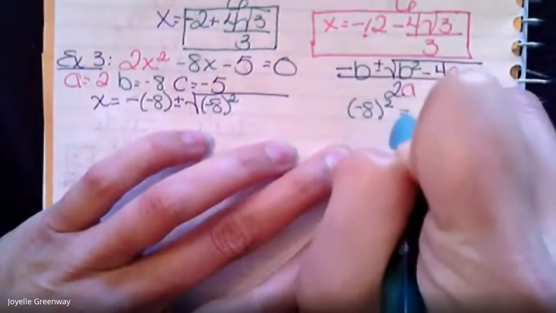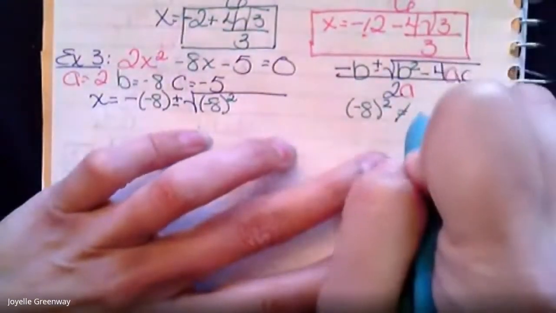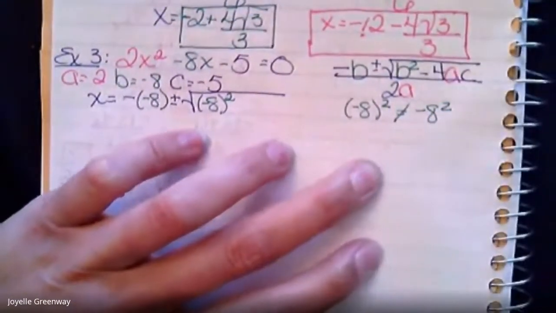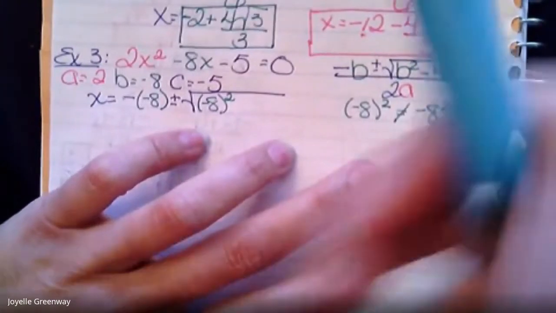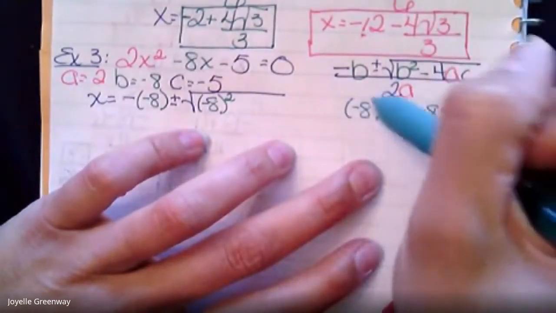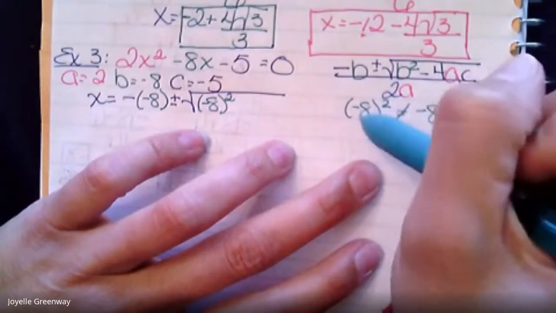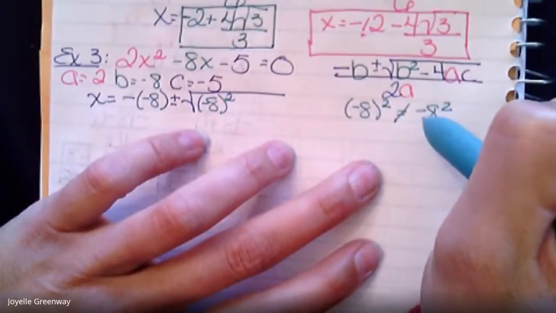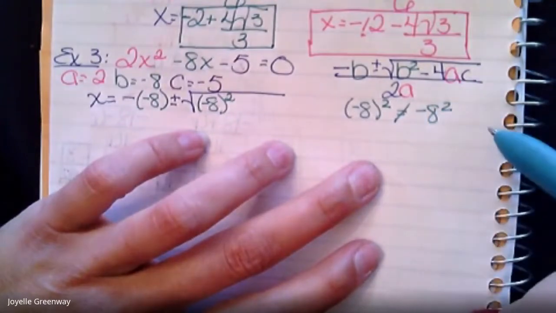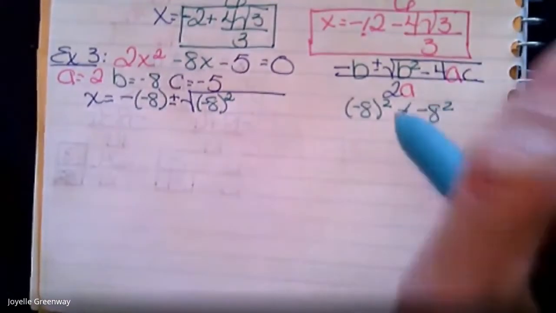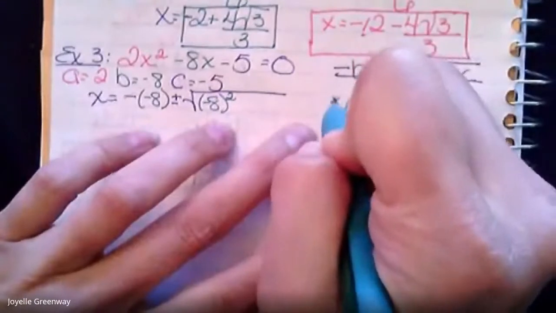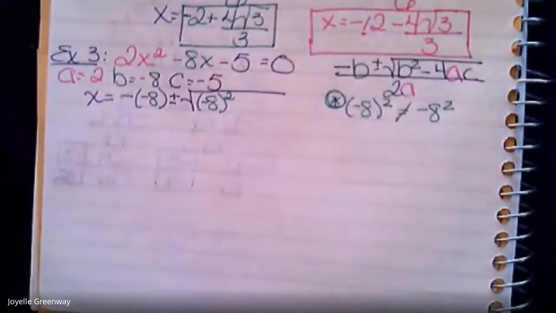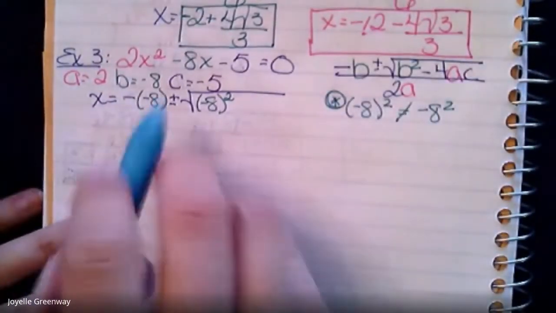-8 squared is not equal to -8 squared. This means I want -8 as a quantity squared. This means I want -1 times 8 squared. Right? So this is a big area where students make mistakes. Okay, so let's get back to here.